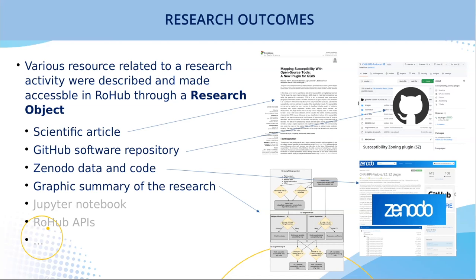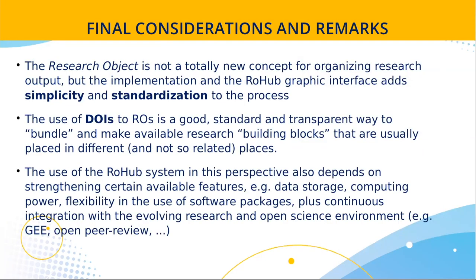And after that, you see in gray some other elements we are playing with, let's say, with a Jupyter Notebook and ROHUB APIs to make the workflow coming from the data to the research output complete. And so we're going to finalize this. Also to say that this is not a one-shot collaboration with this community, but I think it's something that can grow in time. So as a final consideration, the research object is probably not a totally new concept, you know, for organizing research.